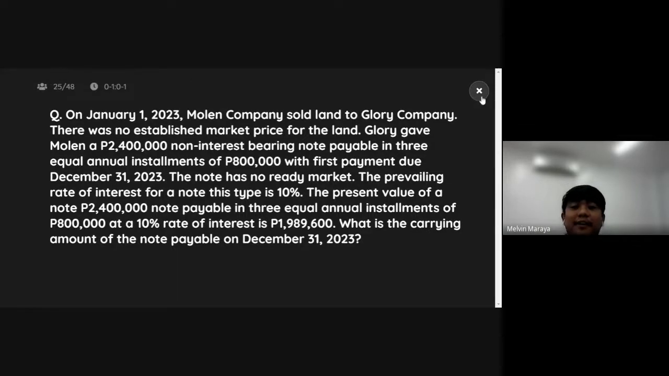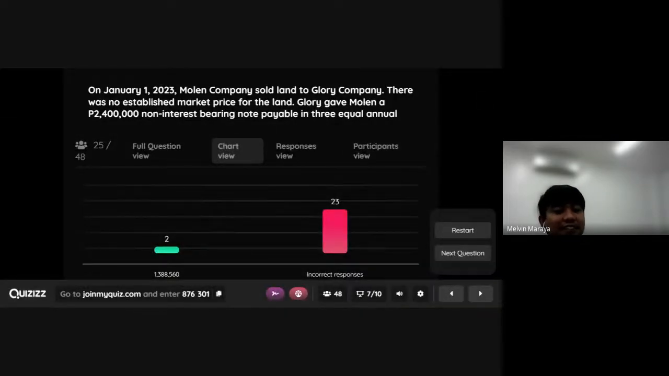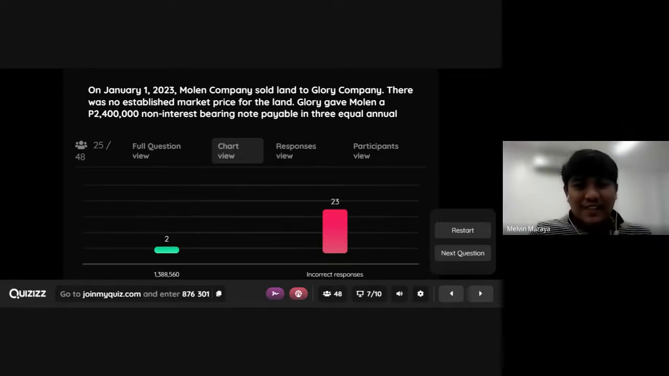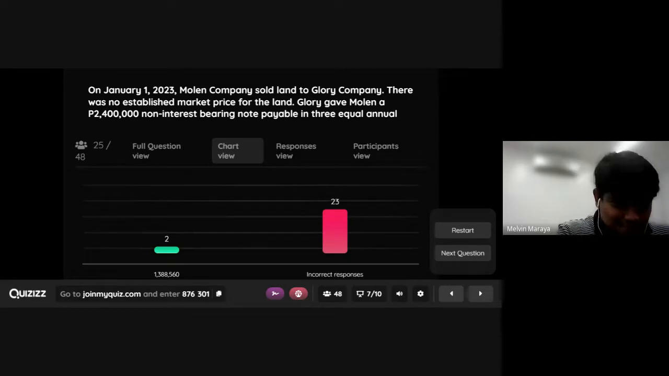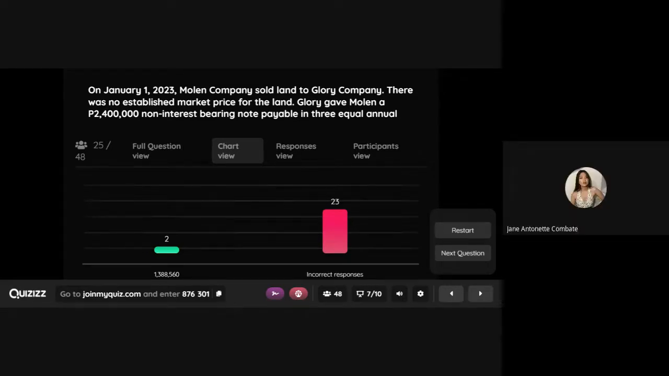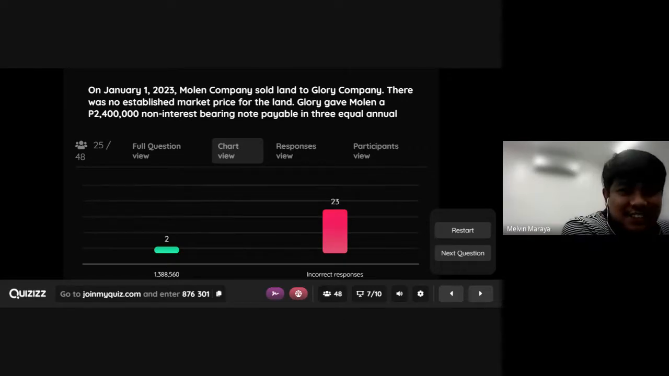Okay, the correct answer is 1,388,560. So, paano po yun? Kanina sa true or false, meron akong sinabi that the carrying value is determined by obtaining first the initial measurement minus any repayments plus or minus amortization using the effective interest method. I told you that. Do you remember that item, guys? Yes, sir. Okay. So, i-apply natin yan dito ngayon.